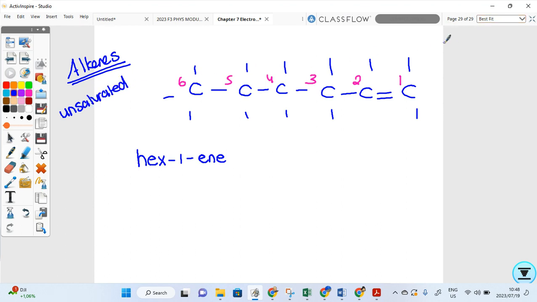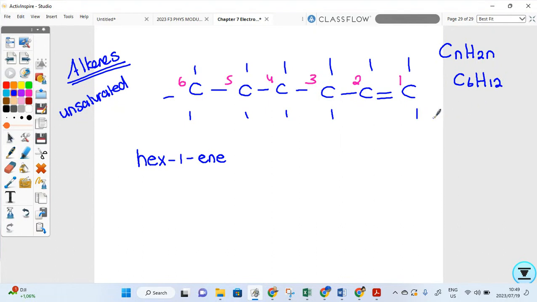And when we look at the general formula, two of those hydrogens disappeared. So it's going to be CnH2n. And then this one would be C6H12. Just double.